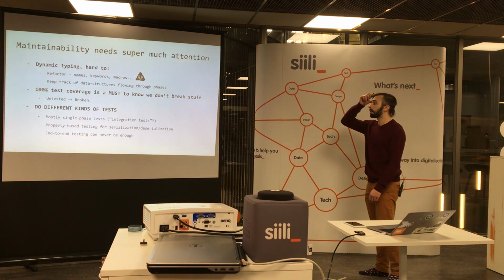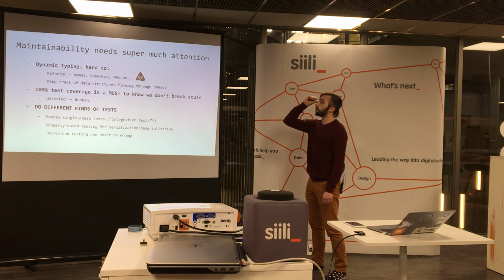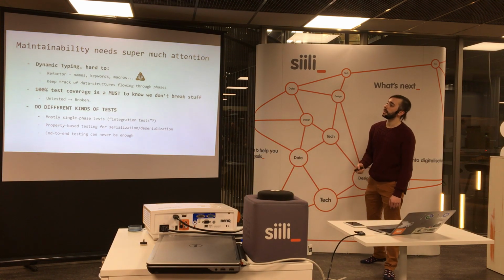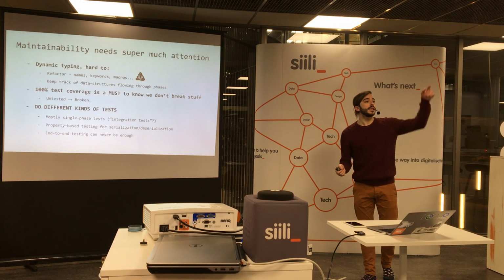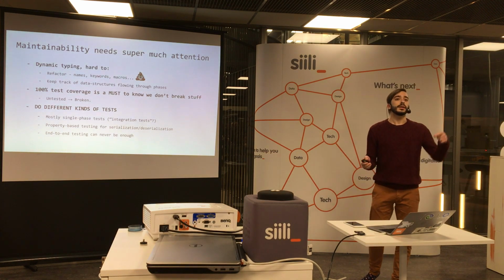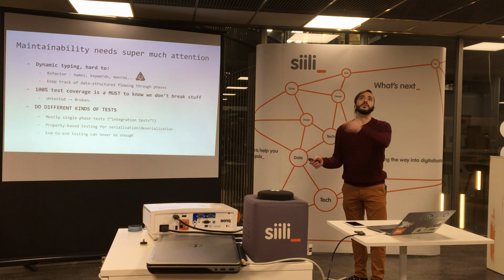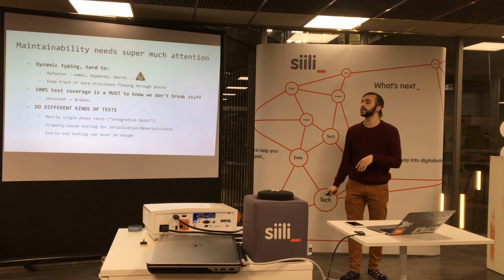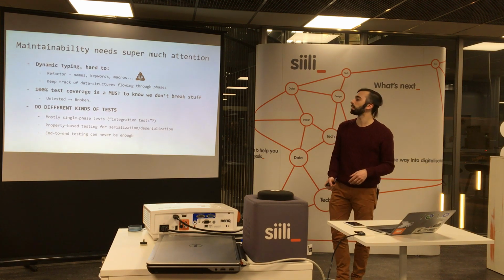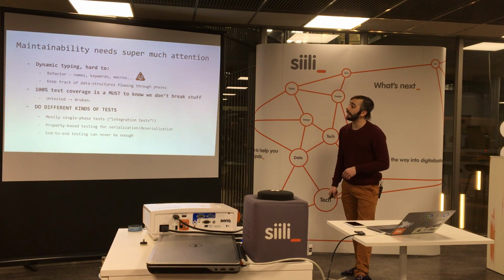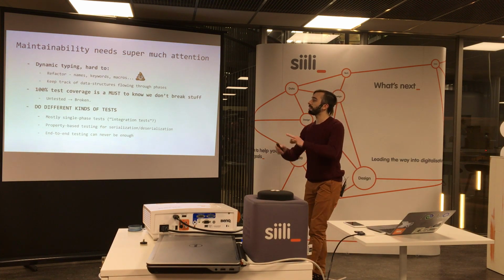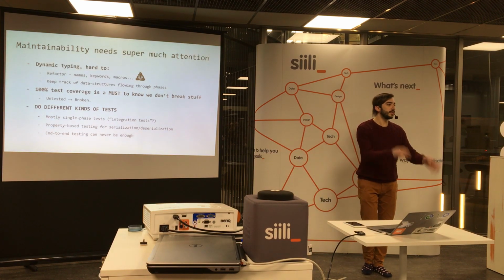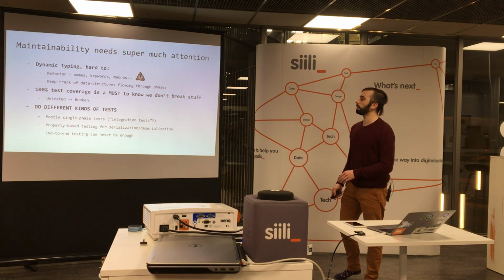Also, an important thing is that in Clojure, for this kind of project, maintainability needs super much attention. Since it's dynamically typed, it's hard to refactor. If I change something in the AST, I have to propagate that back into all the phases, and if I change something in parsing, how's that going to change in normalization, and so on. You have to keep track of all of these things. So for this reason, 100% test coverage is a must, otherwise stuff is broken. If you don't test it, then you can assume it's broken.